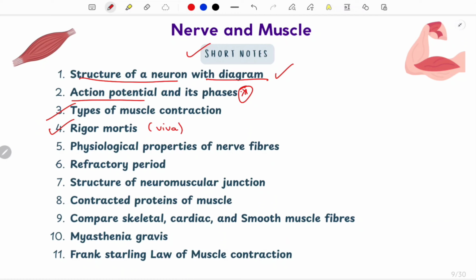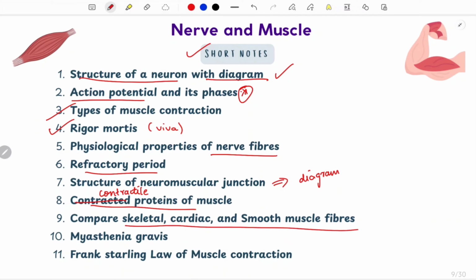Okay, I'll separately make a video on important topics from viva perspective on each subject. Okay, physiological properties of nerve fiber, refractory period, structures of neuromuscular junction. Again, concentrate more on the diagram here. Diagram is very important in this perspective. So diagram can easily make you get lot of marks. Not contracted proteins, it is contractile proteins. Okay, contractile proteins of muscle. This is an important question again.